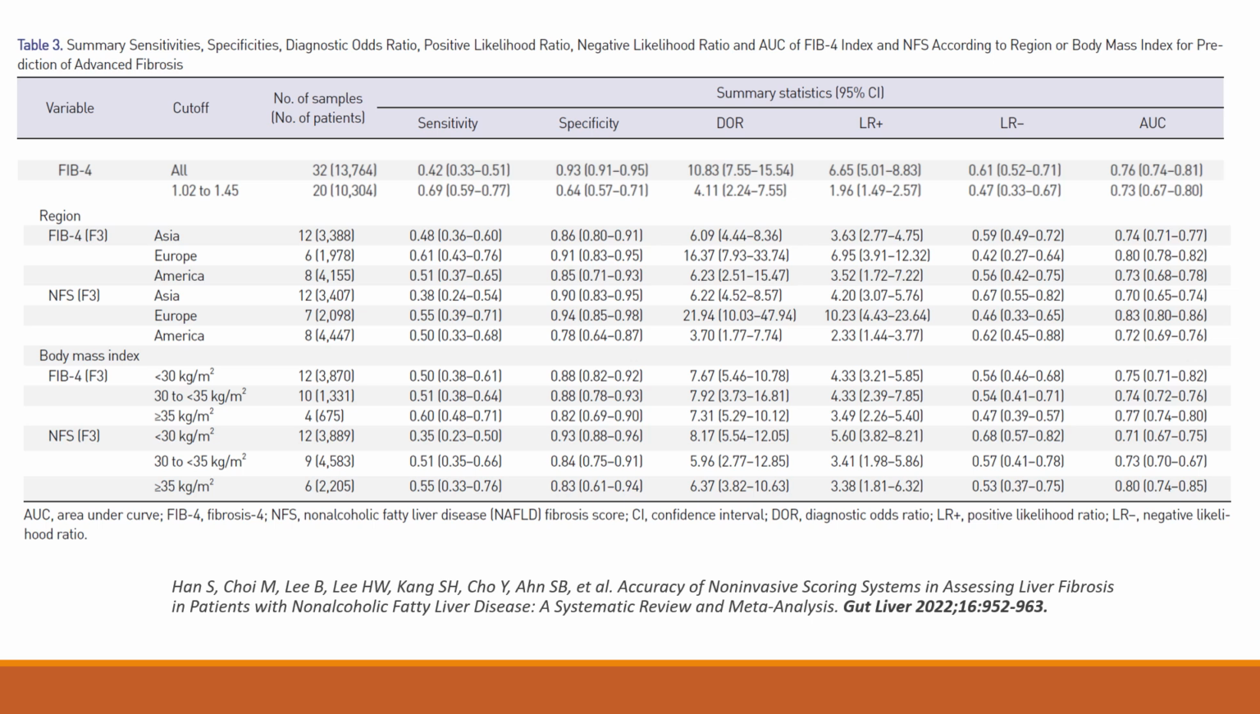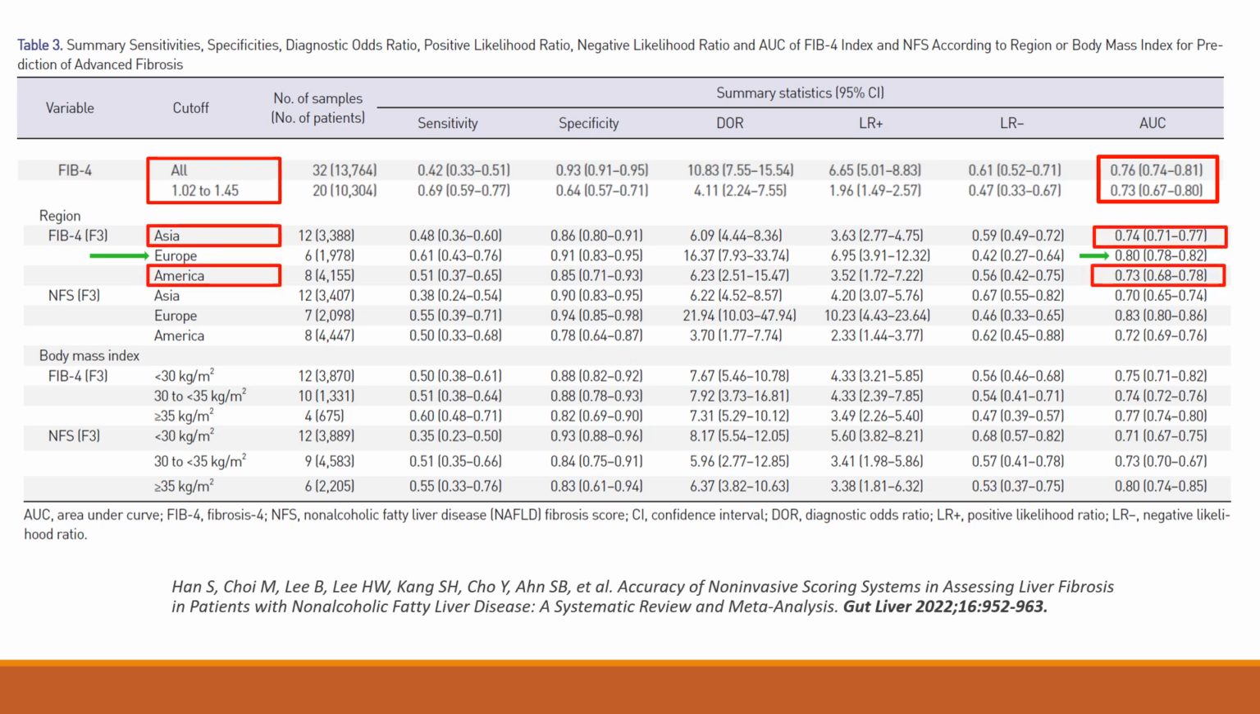And looking at these data, one notices two important findings. Number one, with a much larger sample of patients, the performance of FIB4 in detecting advanced liver disease is decidedly worse. Number two, while FIB4 still performs well in European, i.e. in white patients, it does not seem to be performing as well in other ethnicities.